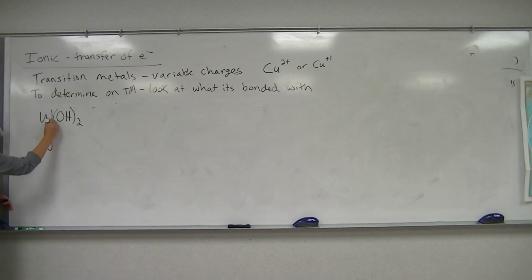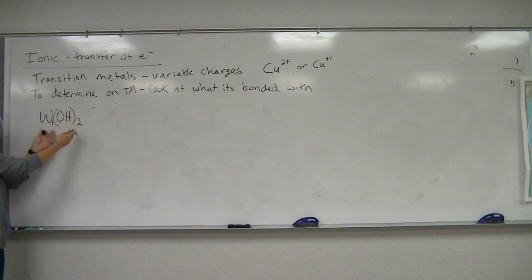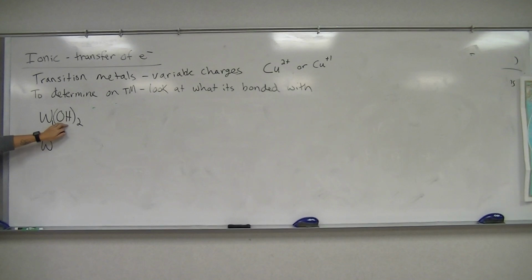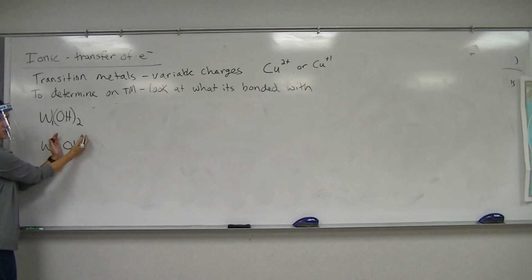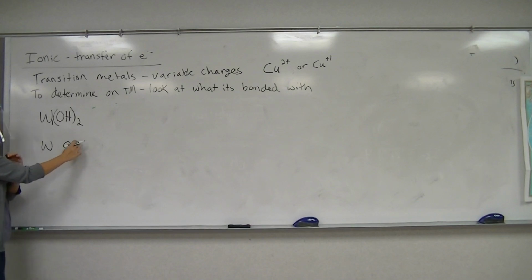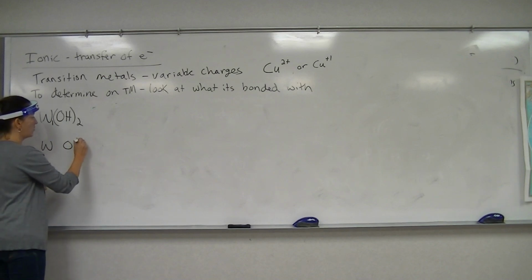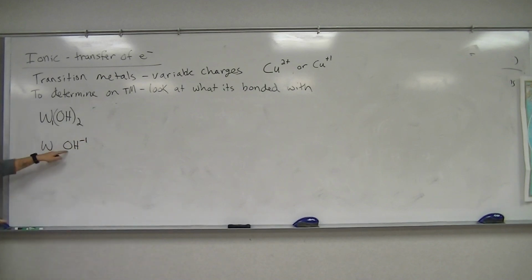If there's no number, you just assume it's a 1. Okay, so there's just one tungsten. Now notice we have parentheses, so what does that tell me about what's inside the parentheses? There's 2 of them. It's a polyatomic though. Okay, so that means I'm going to keep it together. So OH total, what is the charge on OH total? So I'm going to look in the polyatomic table to figure that out. It's hydroxide, and the charge on it is -1.